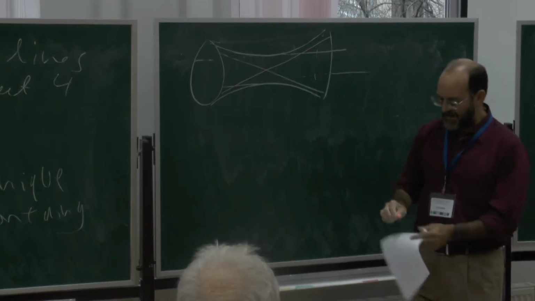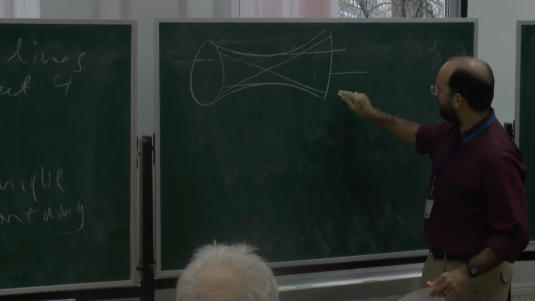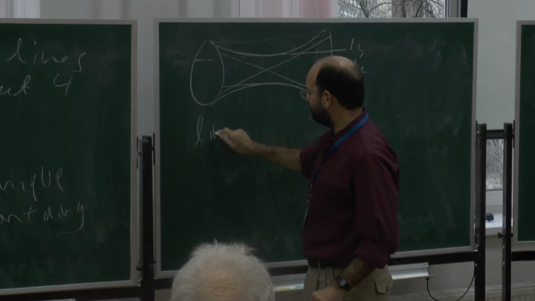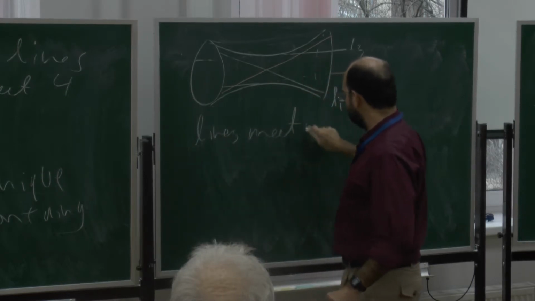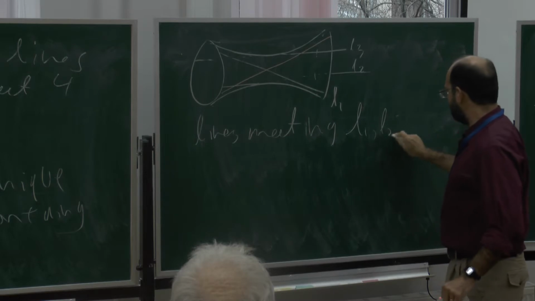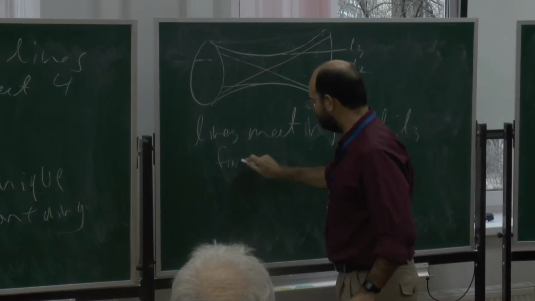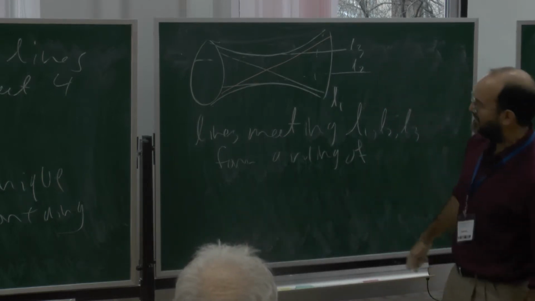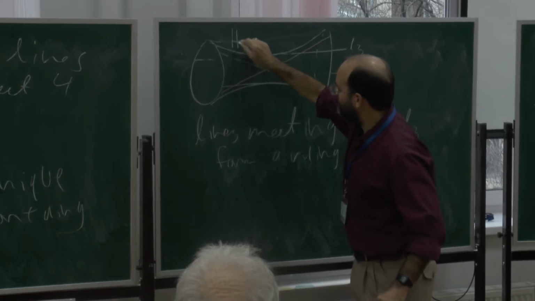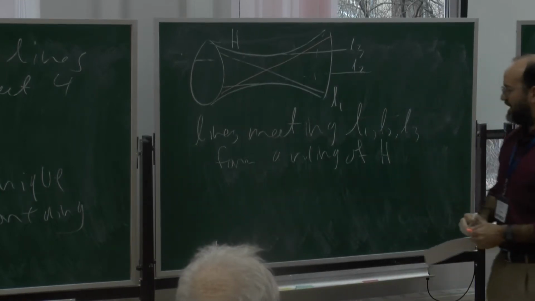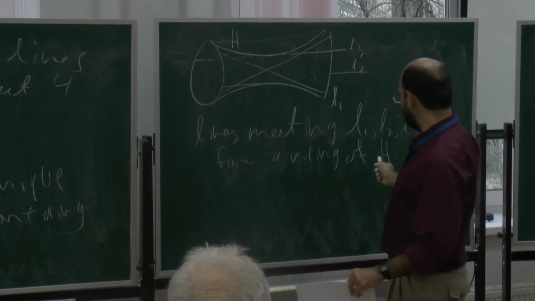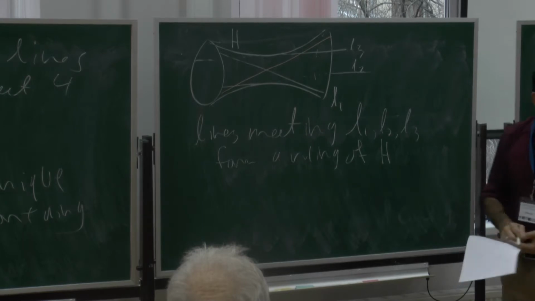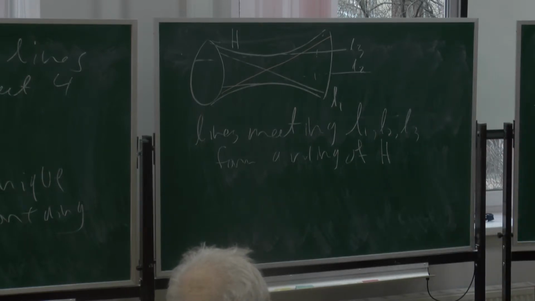And so the set of lines meeting L1, L2, and L3 form a ruling of H, the hyperboloid, and the other ruling, they form a ruling of H because L1, L2, L3 lie in one ruling. And so now it becomes easy to see how this problem is solved.